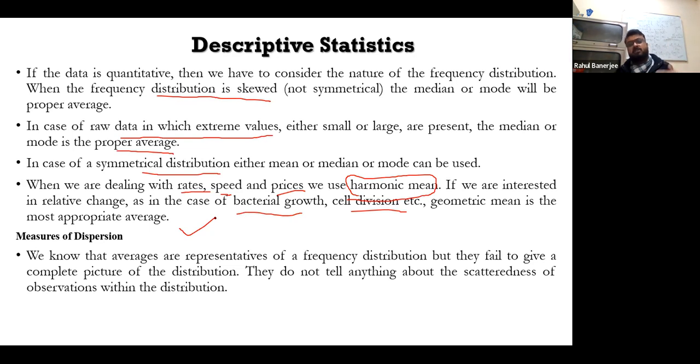But there has to be a measure which will account for this variability. Simply by looking at the data, I cannot say whether the variability is more or less. So there have to be certain measures. These particular measures, which will account for the variability present in the data, are known as the measures of dispersion.